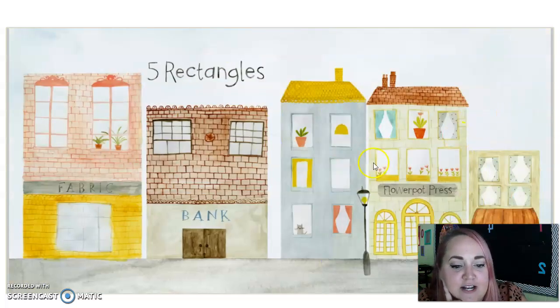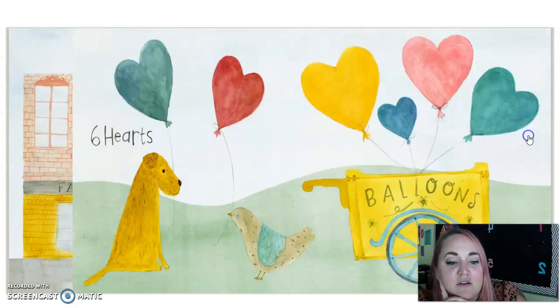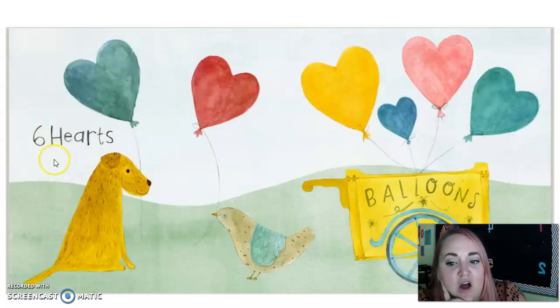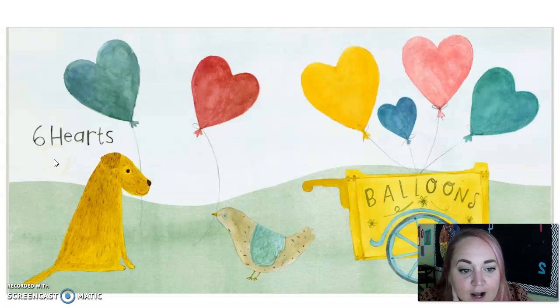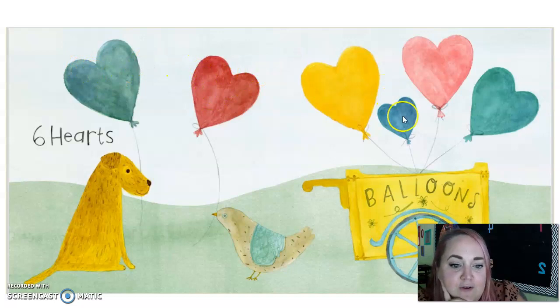5 rectangles. 1, 2, 3, 4, 5. 6 hearts. What object is the heart? A balloon. 1, 2, 3, 4, 5, 6.